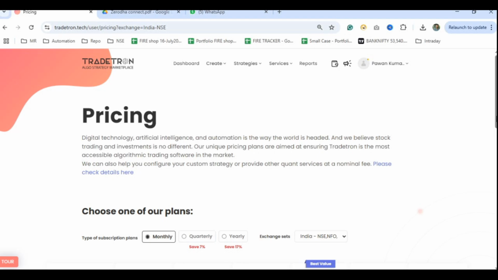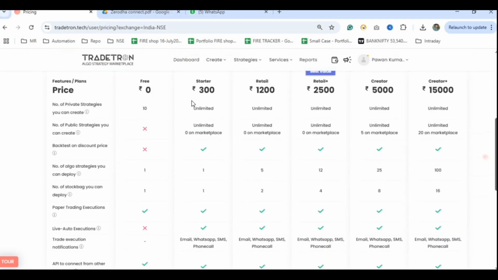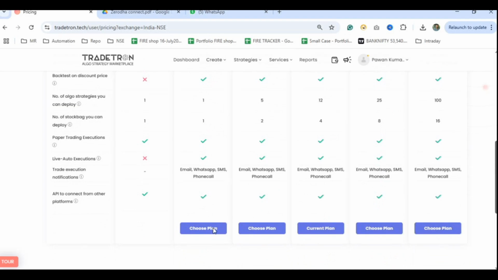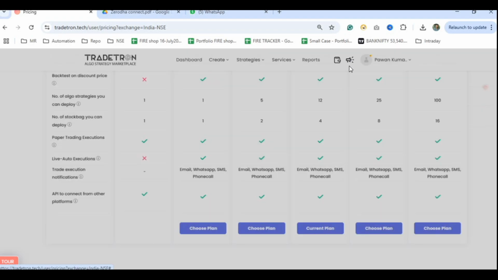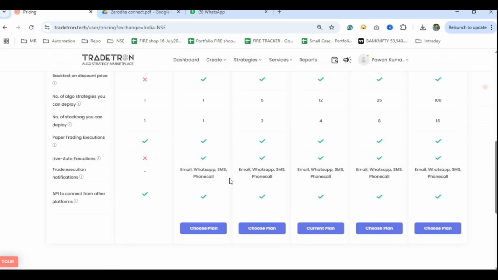So what you can buy is this 300 rupees you can take, because we are running only one strategy, right? So it will be costing 350 rupees. Okay. So you see here, if you click on buy, this is a trading fee you need to pay every month. Plus there will be subscription charges for my algo, which is like, let me show that as well.